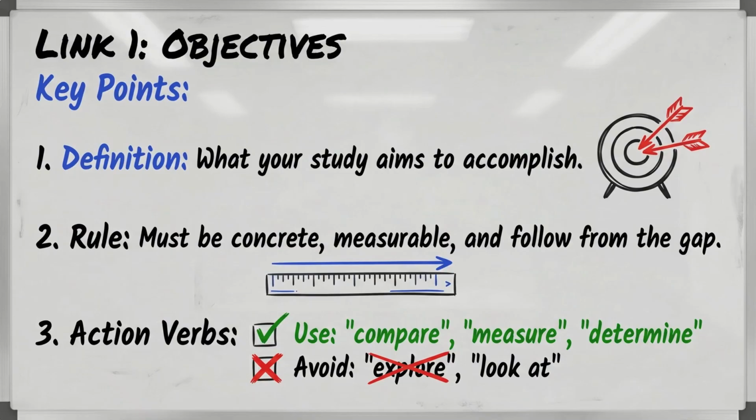So what exactly are objectives in a research proposal? They're the specific, measurable steps you'll take to fill that knowledge gap you've identified. Remember, your objectives aren't just vague hopes, they're concrete actions. They tell us precisely what you aim to achieve, and they must directly connect to that initial gap. If your objectives don't clearly address the gap, your entire research chain has a weak link. Let's look at some real-world examples to make this clear.